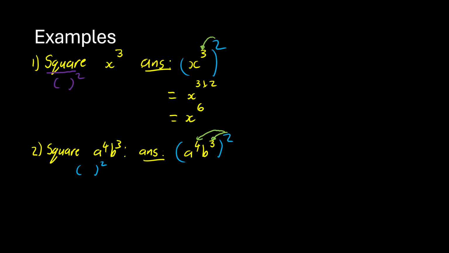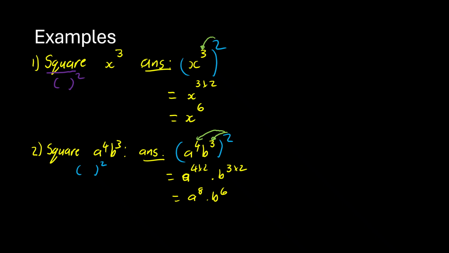And this would tell you that this is going to be a to the power of 4 times 2, times b to the power of 3 times 2, which gives you a to the power of 8 and b to the power of 6.